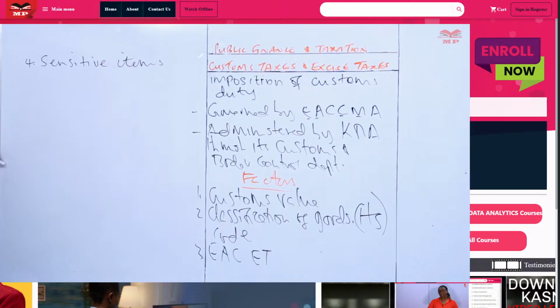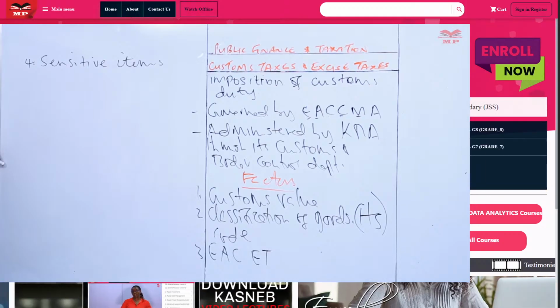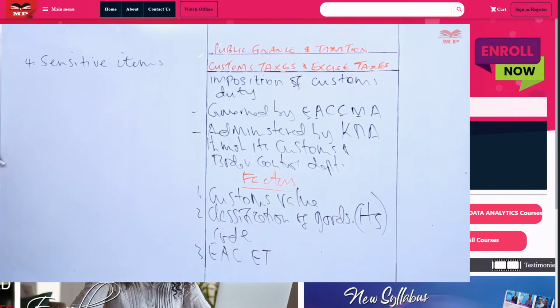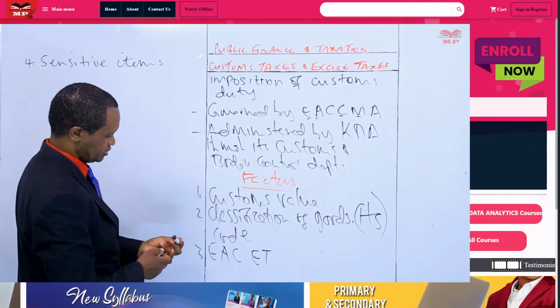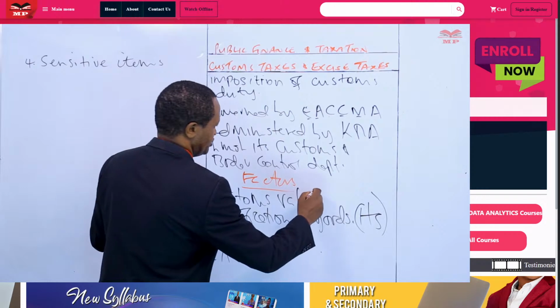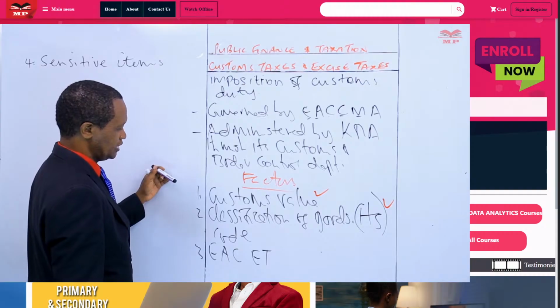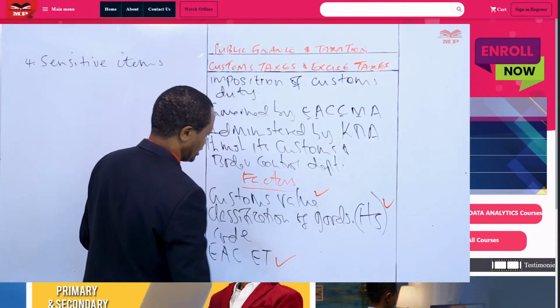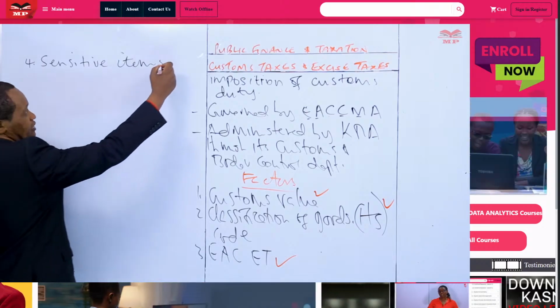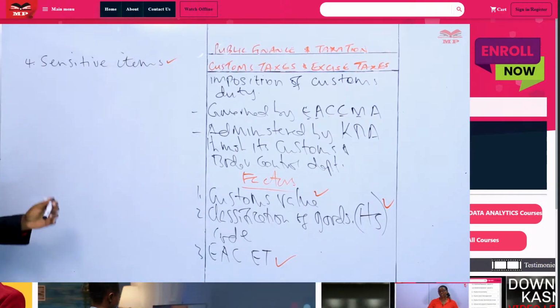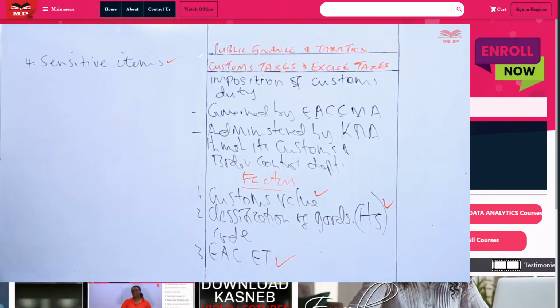Kenya has also been granted stay of application of certain CET rates for specific products to protect local industries or even manage supply. So these are four factors that determine duty payable. One is customs value. Number two, the harmonized system code. Then there is the East African Community External Tariff. Number four, sensitive items. These are key factors that will determine the amount of customs duty payable to the Kenya Revenue Authority.